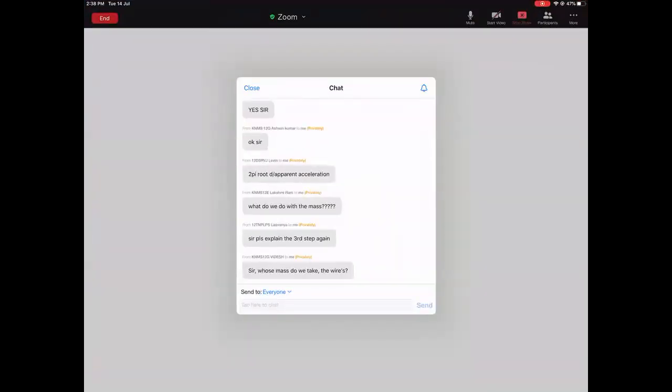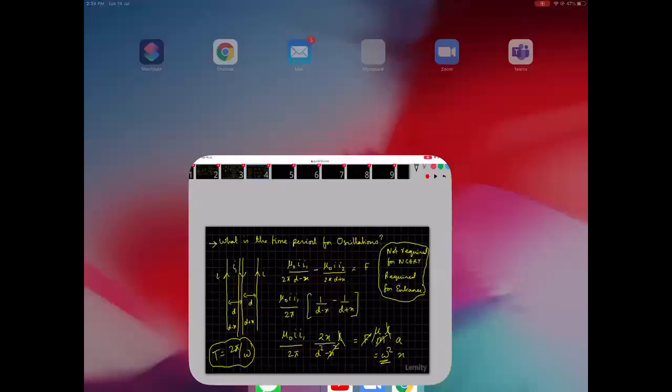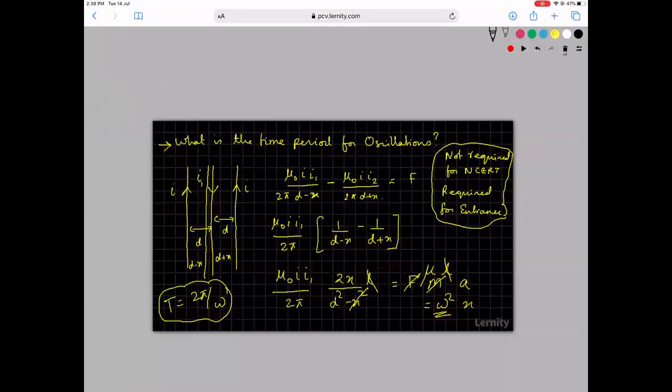Whose mass do we take? Obviously, the wire is oscillating, so we take the wire's mass. What do we do with the mass? Sorry. Okay, I'll explain again.